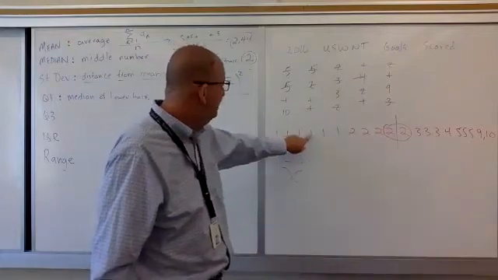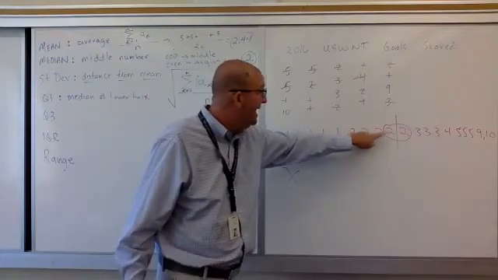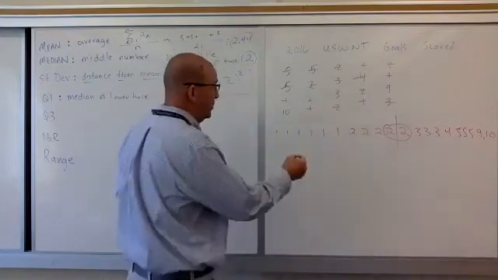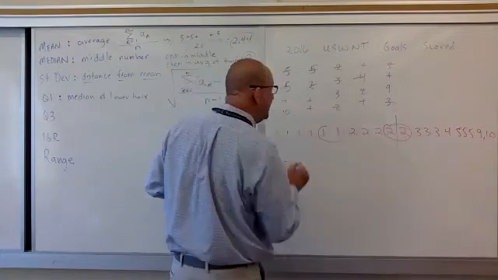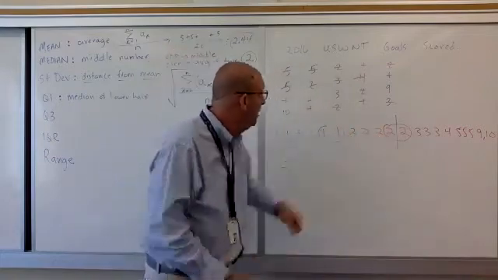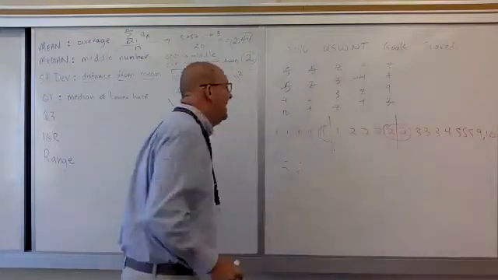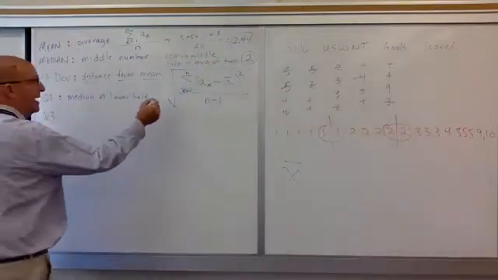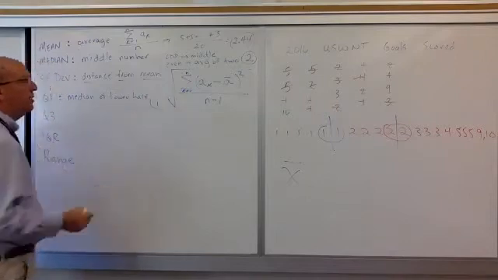1, 2, 3, 4, 5, 6, 7, 8, 9, 10. The middle number will be between 5 and 6. 1, 2, 3, 4. 1, 2, 3, 4. So therefore, once again, my first quartile is going to be 1.